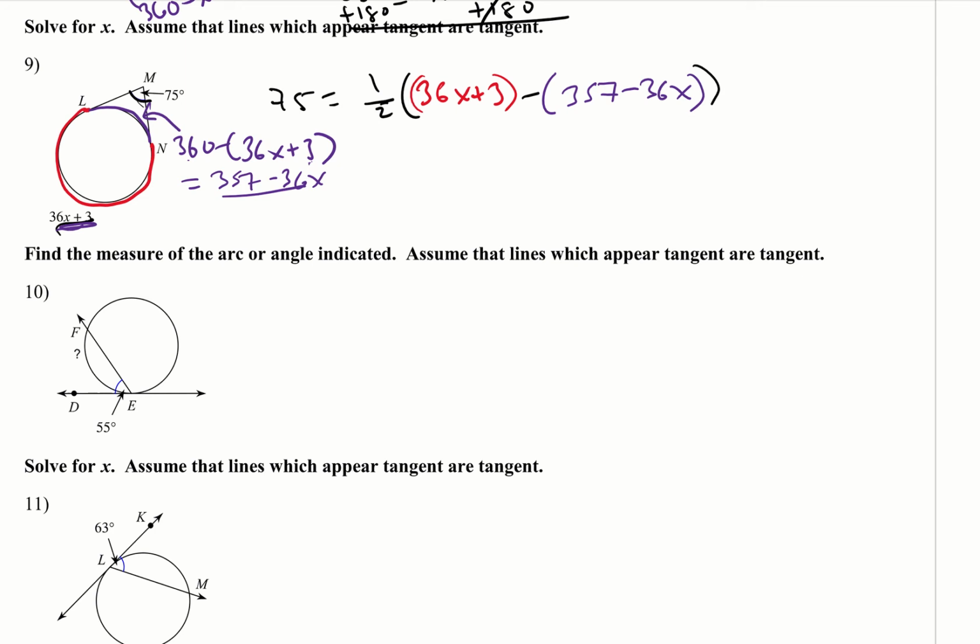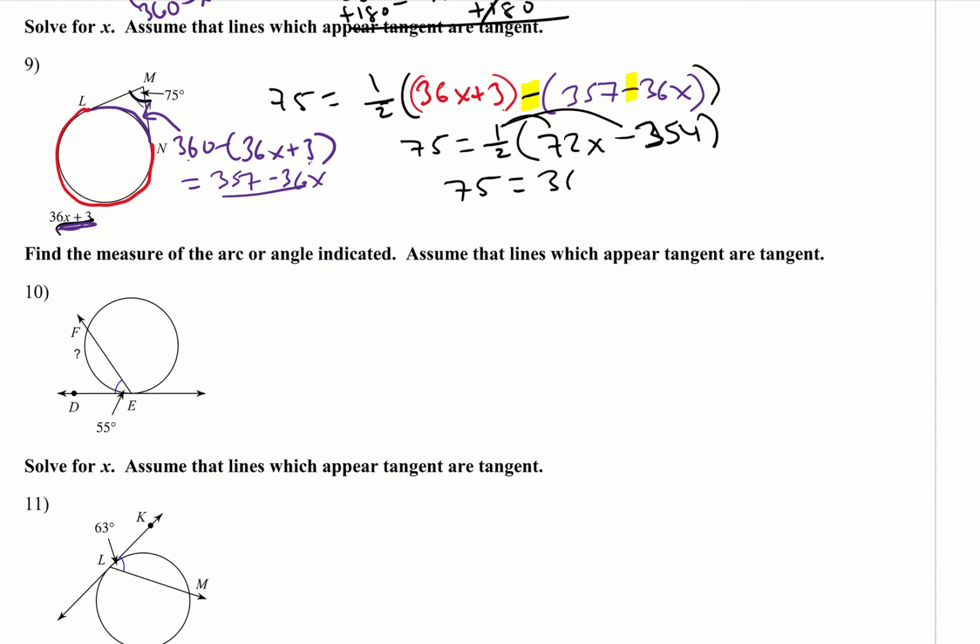All right, make sure we simplify and all that stuff here. So we got 75 equals 1/2. So we got 36x minus 36x, or minus negative 36x. Be careful, because you're double negative, so it's really plus. So it's 36x plus 36x, which is 72x. And then we got 3 minus 357, which is negative 354. And then cut each of these in half.